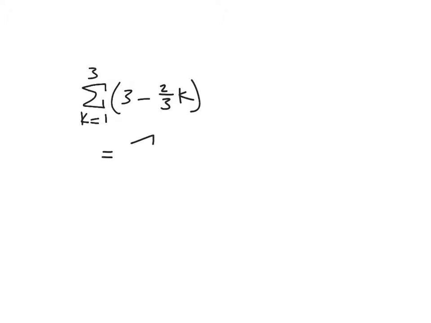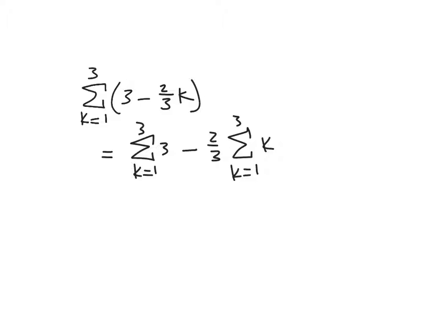So let's evaluate this sum. We'll go k equals 1 to 3 of 3 minus, let's do 2/3 k. Okay, so we have these rules. First rule is the subtraction rule. We can break this into two sums, and that'll make the answer for this one pretty easy. And the other thing we'll do is we'll factor out the 2/3, because that's a constant multiple, and we'll just have k there.